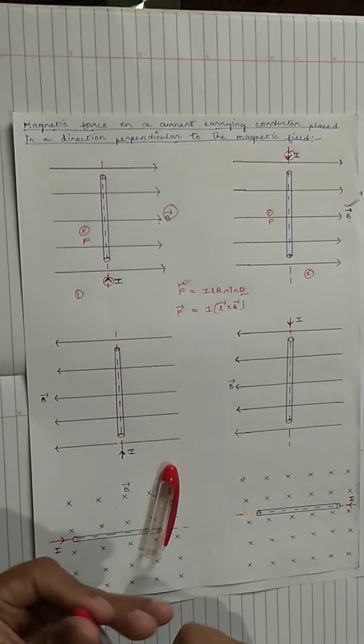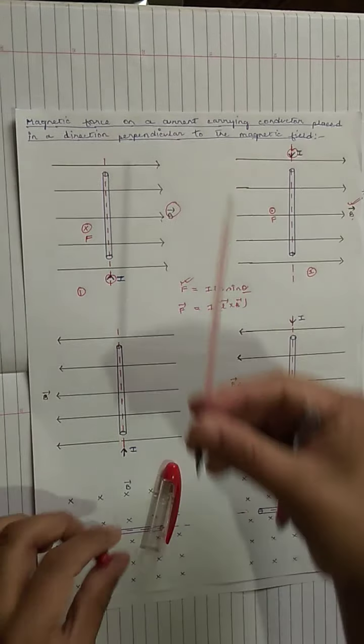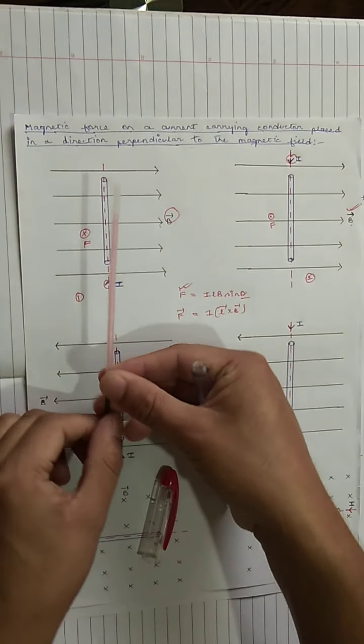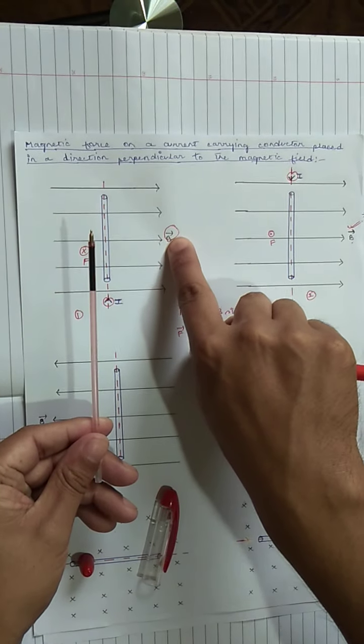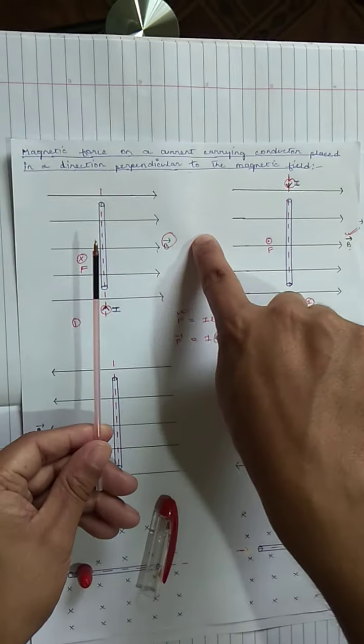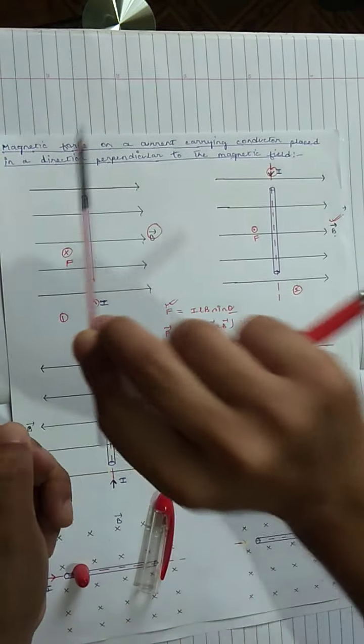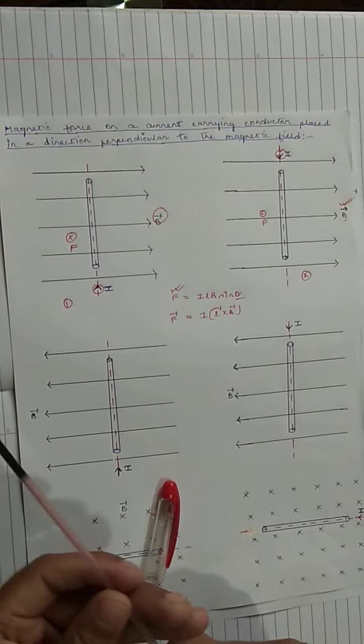So for instance, if this is your wire, and the current is moving upwards, and the magnetic field is from this direction to this direction, then this wire will move downwards.